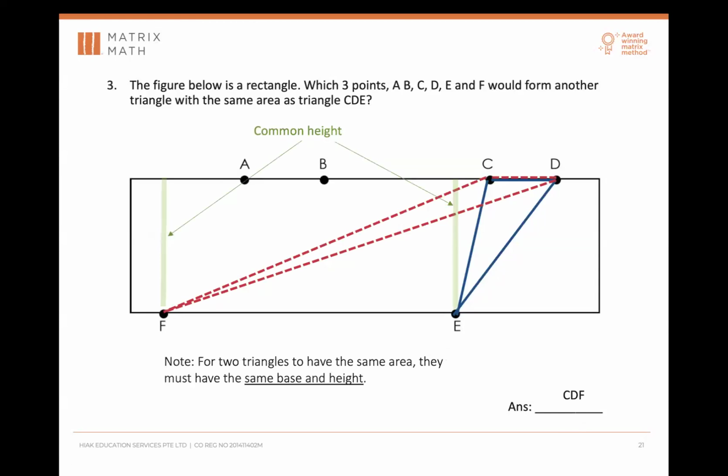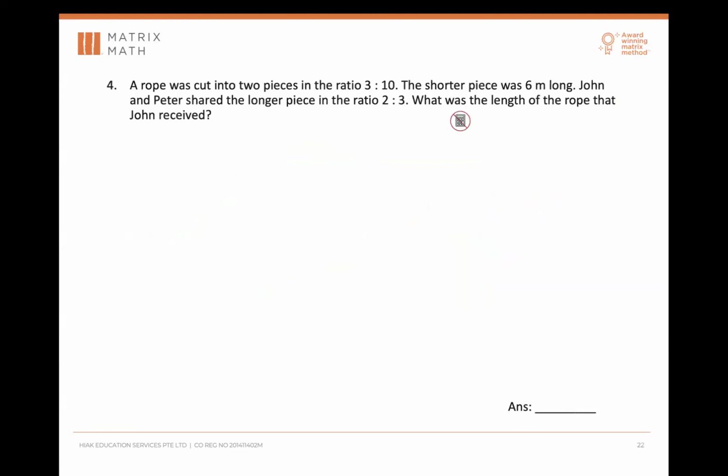Let's go to question number 4. A rope was cut into 2 pieces in the ratio of 3:10. The shorter piece was 6 meters long. John and Peter shared the longer piece in the ratio of 2:3. What was the length of the rope that John received?